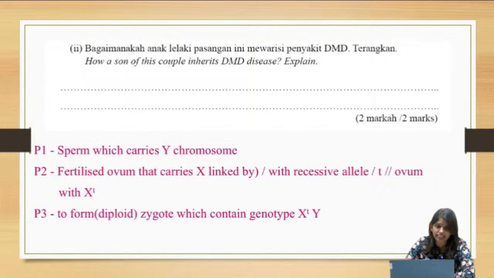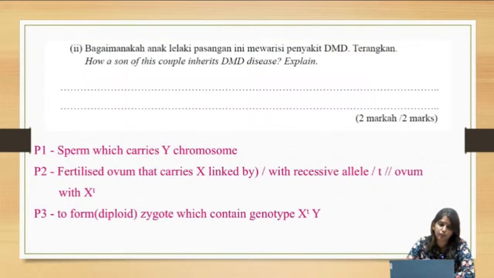So this indicates that when the recessive allele is carried on the X chromosome and the other chromosome is Y, the Y cannot support the X, so the person will become a diseased person. So this boy will inherit the disease from the parents. This is how you explain.